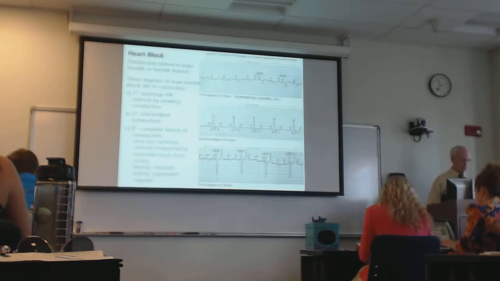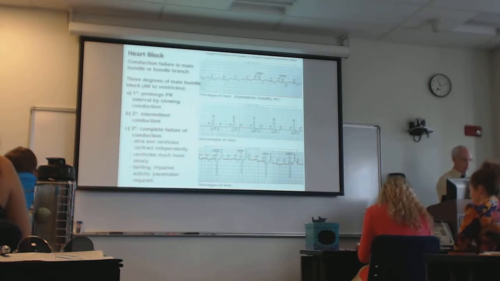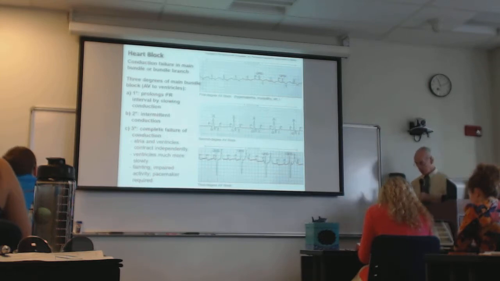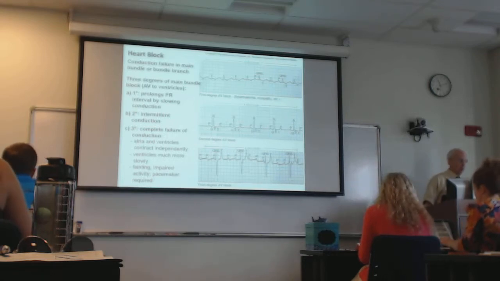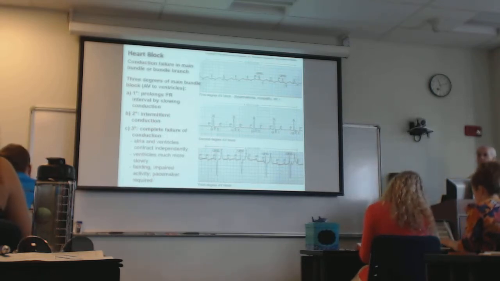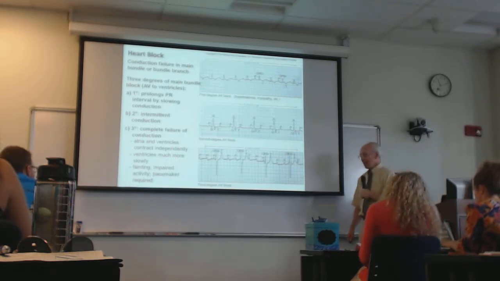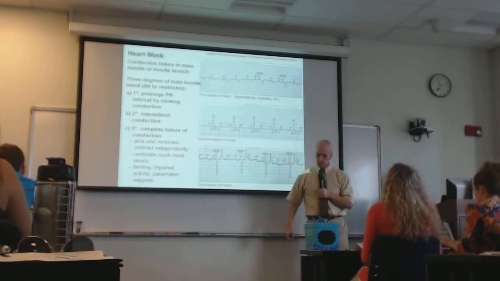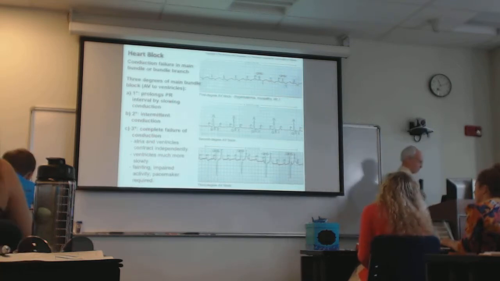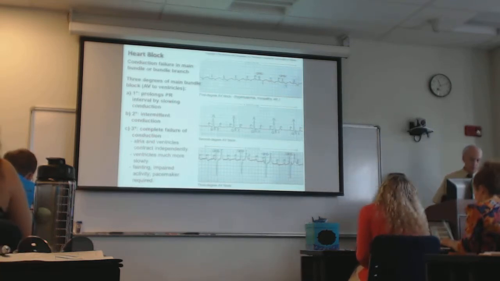All right, let's talk a little bit about blocks. In our simplistic representation, we're just going to talk about first degree, second degree, and third degree. In a first degree block, the implication is there's some delay in getting the signal from the atria to the ventricles. So it's just slowed up. Usually, it can be variable. Oftentimes, the delay between the atrial signal and the ventricular signal is consistently slow.